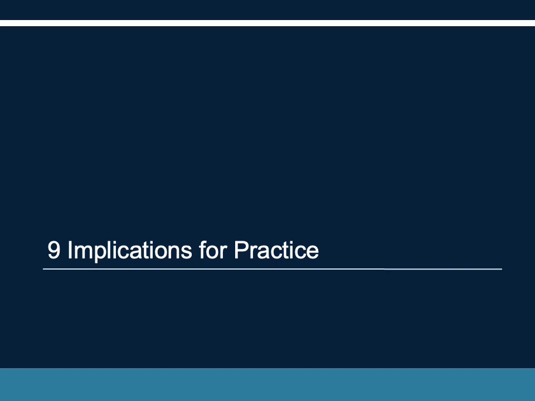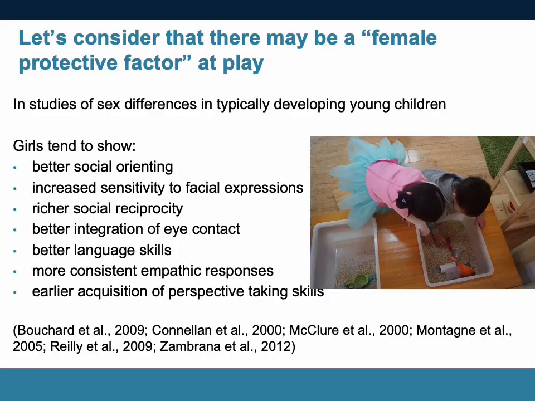So, what are our implications for practice, particularly in the assessment of young girls? Well, first of all, let's think about this idea in the literature that there may be what scientists are calling a female protective factor at play. What this basically means is that maybe there are biological differences in how our brains and nervous systems are structured, such that girls have a biological advantage to be geared up to be a little more social than their male counterparts to start with.